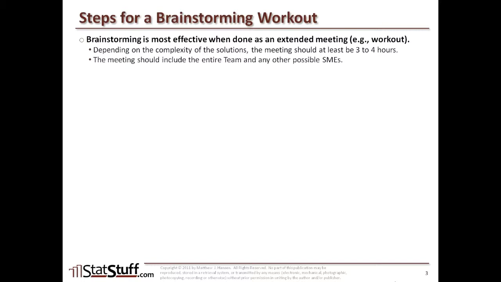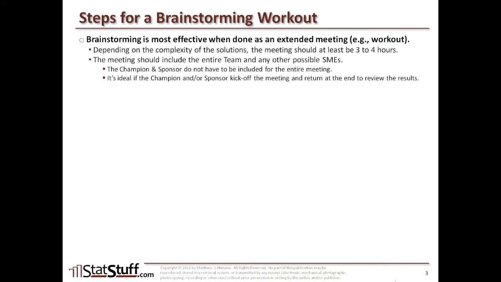Now, the meeting could include the entire team, but also other SMEs, other subject matter experts that you want to be included as part of this who have a good understanding and can help in the brainstorming process. Now, the champion and sponsor don't have to be a part of the entire meeting. In some instances, I think it's best to exclude them because they might stifle some of the brainstorming or some of the interaction that you might get among the team members.